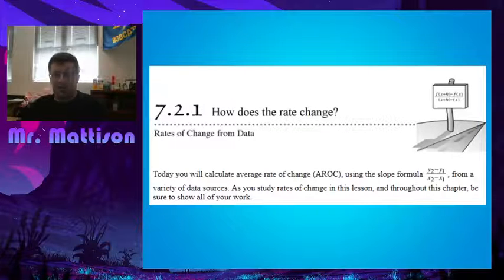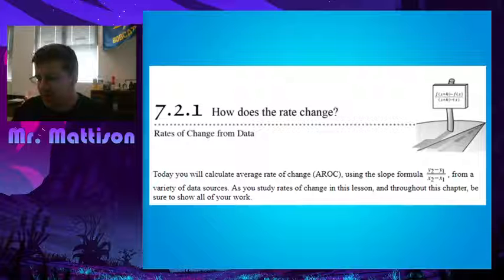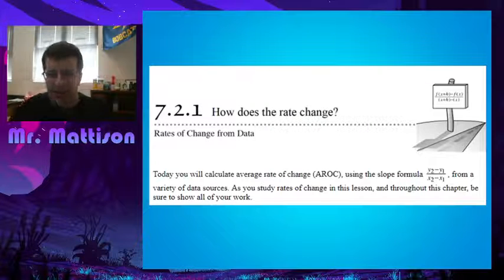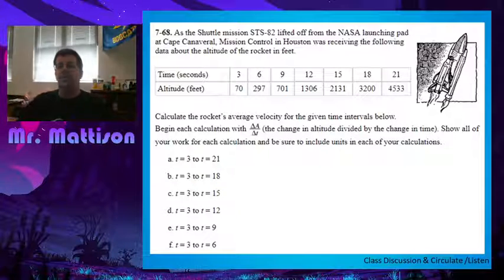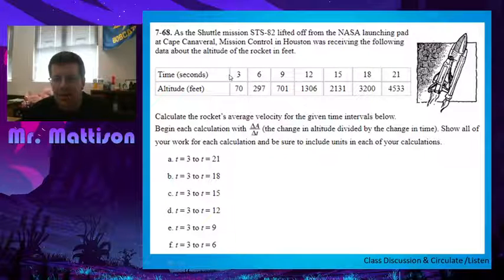Okay, this is Pre-Calculus 721, and we're going to be talking about average rate of change today. So, first of all, we have this problem here. We have time and altitude of a space shuttle. After how many seconds here is the altitude in feet.